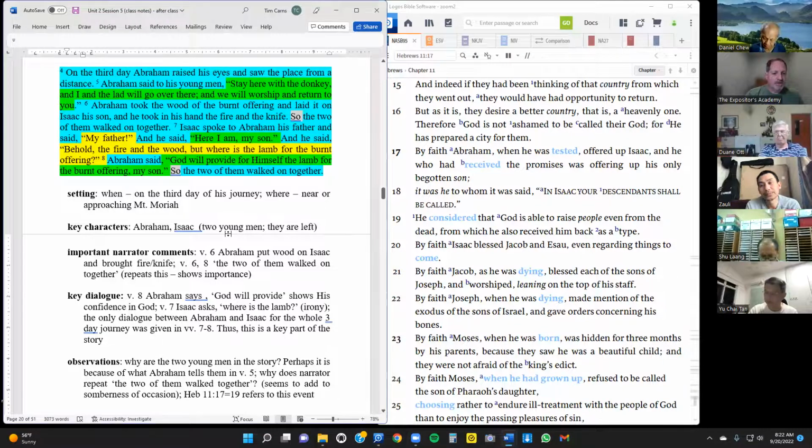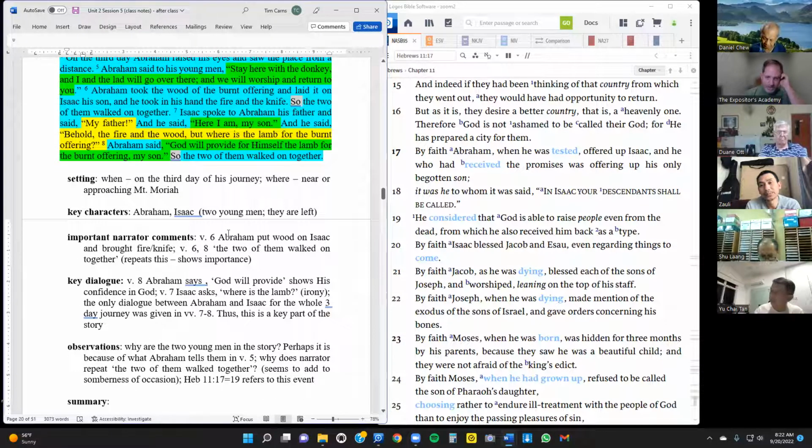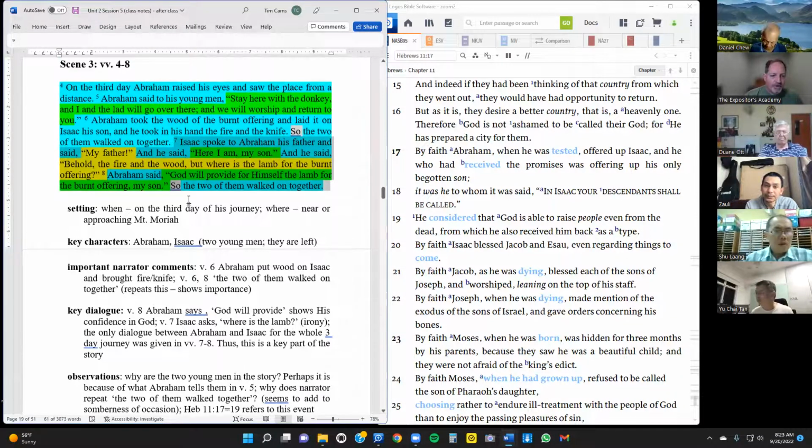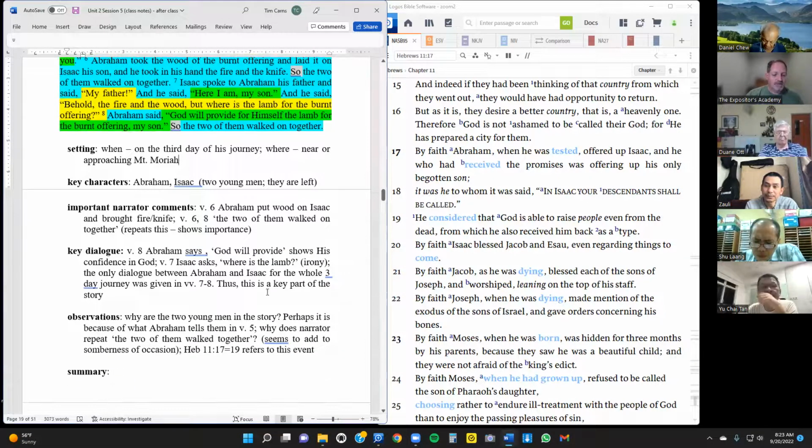But these are all great observations, great questions, great insights. And for me, focusing attention, verses 7 and 8 seem to be the focal point here. That really brief dialogue between Abraham and Isaac, and again, the only dialogue that they have. I think I mentioned, this is the only dialogue between Abraham and Isaac for the whole three-day journey.